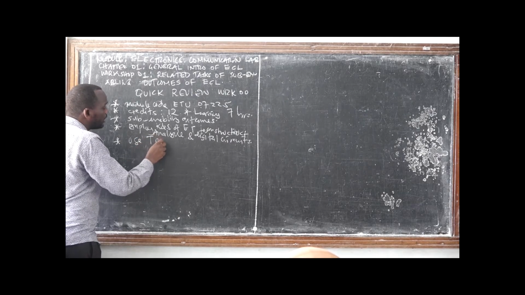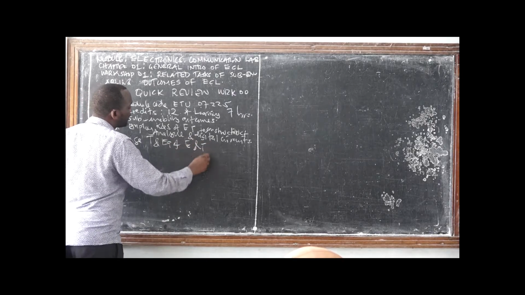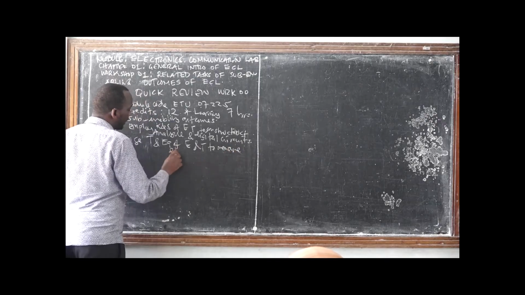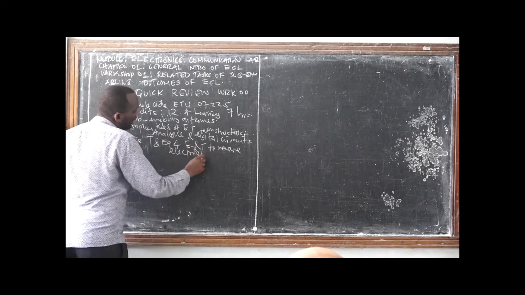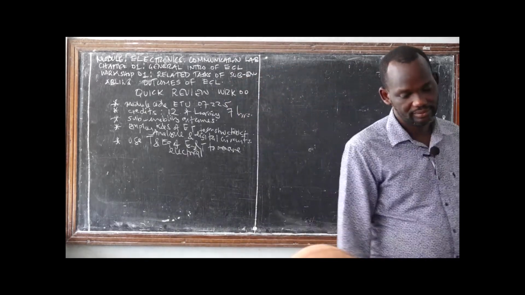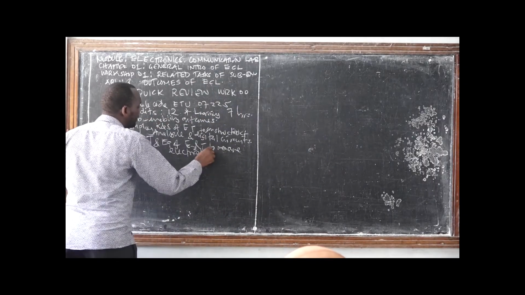Tools and equipment of what? Electronics and telecommunication. To do what? To measure electrical parameters. Speak loudly. Say electrical parameters.